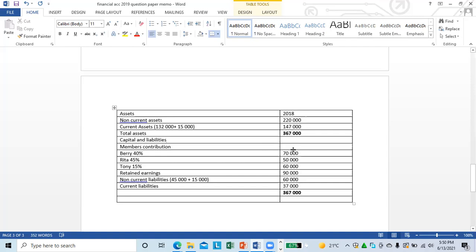We actually forgot the members' contribution. Sorry, 180. 180,000. We omitted it actually. Do we have any questions?